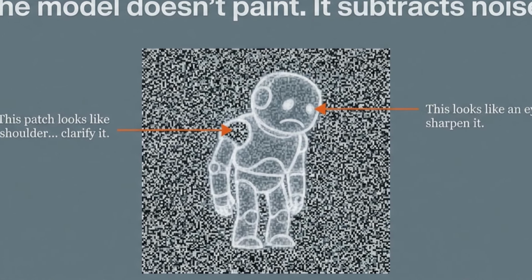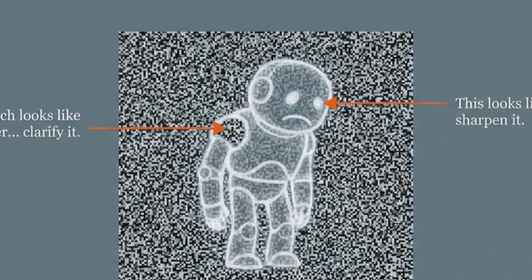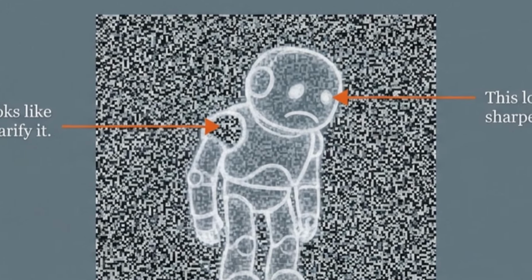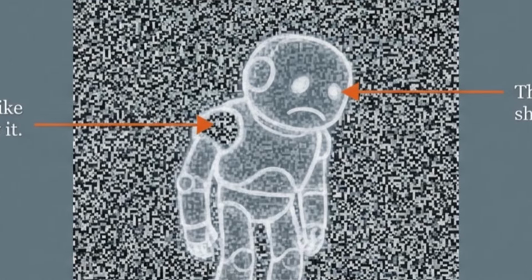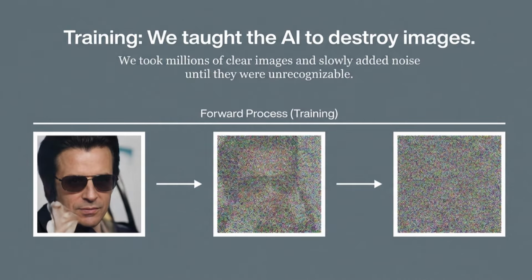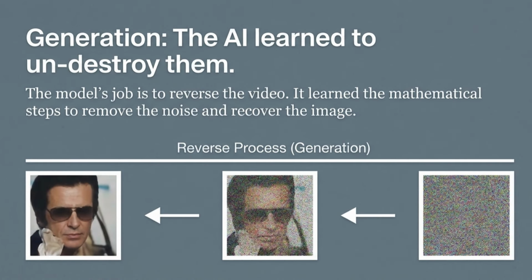Yes. It looks at the static and says, based on the prompt sad robot, I think this patch of static looks a little like a metal shoulder, so it clarifies those pixels. Then it says, this looks like a glowing eye, and clarifies that. It runs a reverse process. Reverse? Well, the training involved taking a clear picture of a robot and slowly adding noise until it was totally ruined. That's the forward process.